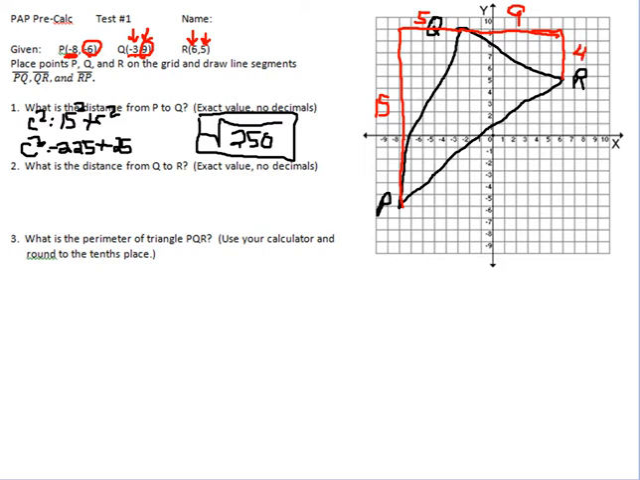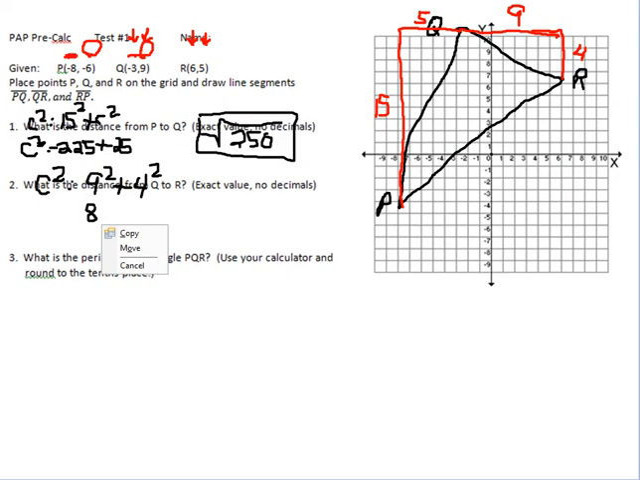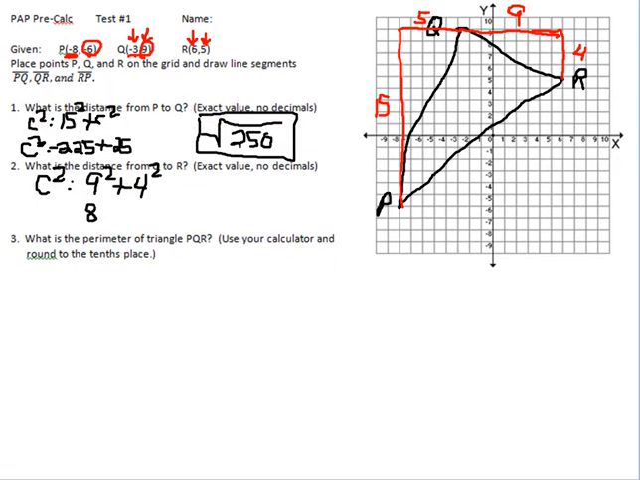So that's going to be 81 plus 16. So now we have c squared is the 9 squared plus the 4 squared. That's where I got 81 and 16. So that's 97. So then when I square root both sides, it's the square root of 97. That's how long Q to R is.